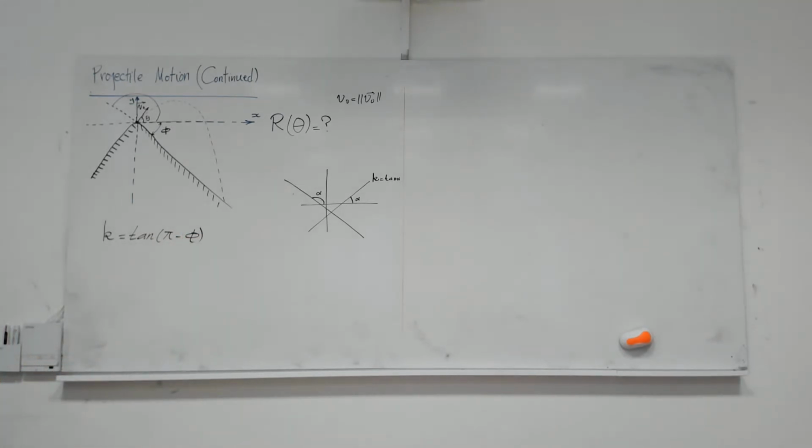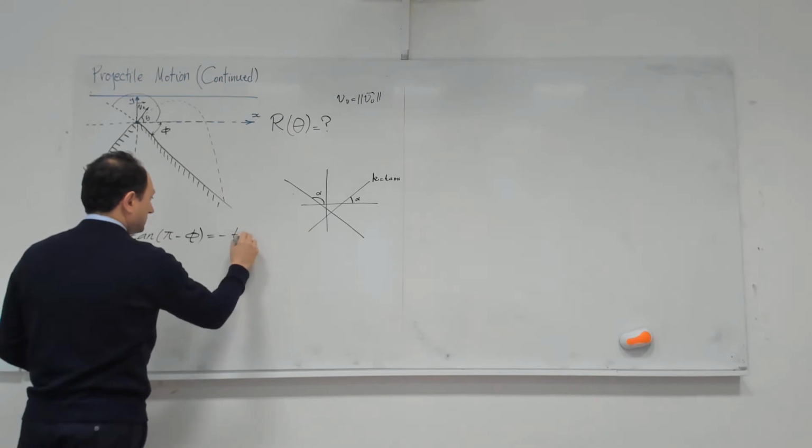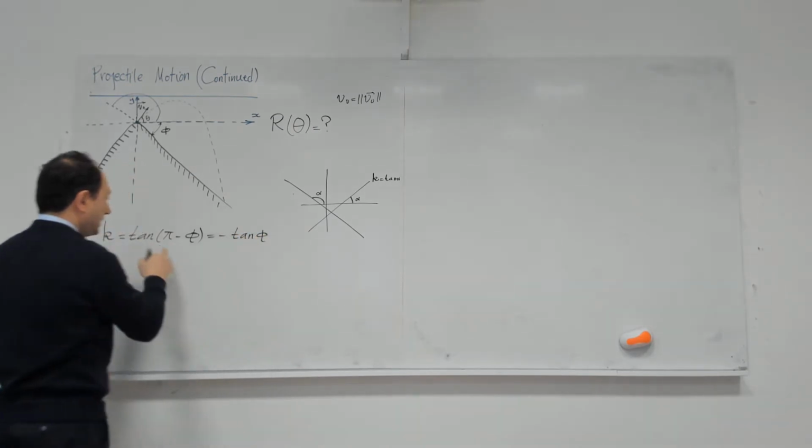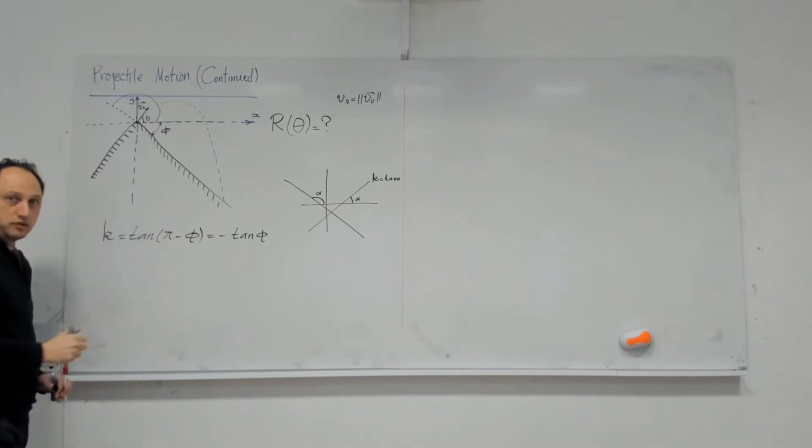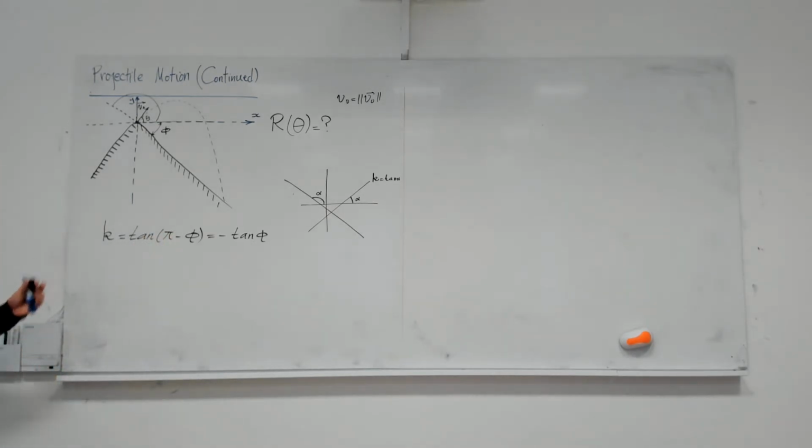But hopefully, what is tangent of pi minus phi? As Ruben mentioned, tangent of pi minus phi is actually minus tangent phi. Yes? We had this in trigonometry, yes? This is the trigonometry of supplementary angles. If I have two angles that are supplementary, sines are the same, cosines are opposite. So if I divide them, tangents also become opposite. Yes? Is that clear? So that is the k value.